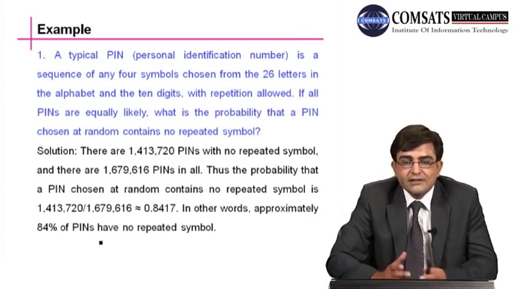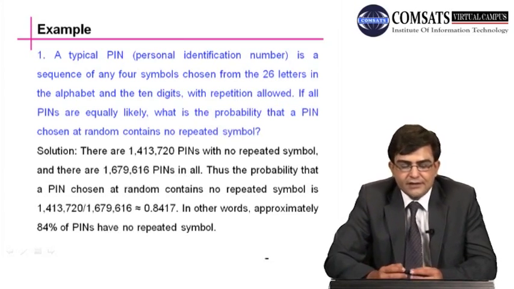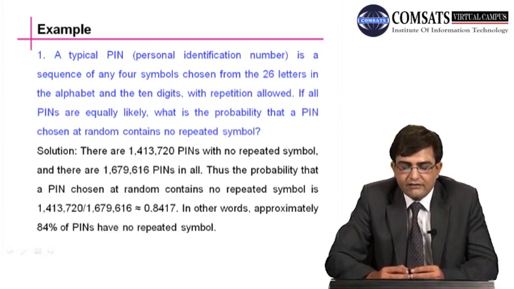For example, we had discussed a typical PIN example when we discussed permutations, combinations and the multiplication rule. A typical PIN, personal identification number, is a sequence of any 4 symbols chosen from the 26 letters in the alphabet and the 10 digits, with repetition allowed. If all PINs are equally likely, meaning their chances to appear are the same, what is the probability that a PIN chosen at random contains no repeated symbol?